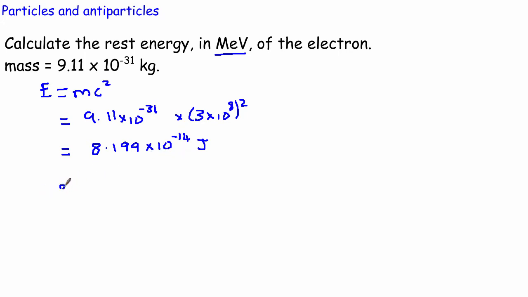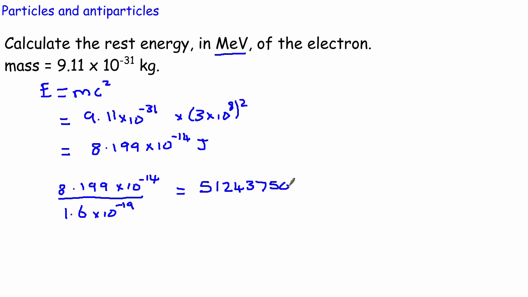So what I'm going to do is I need to convert these into electron volts. So 8.199 times 10 to the minus 14, and then I divide it by my charge of 1 electron, so 1.6 times 10 to the minus 19, and if I do that I end up with a huge number, 512,437,500 electron volts, but that's still no good because I want this in MeV, so I basically have to divide this by 10 to the 6, so I end up with an answer of 512 MeV.